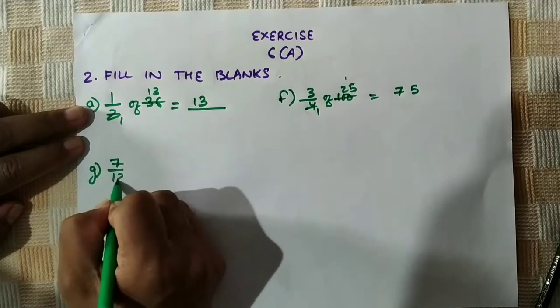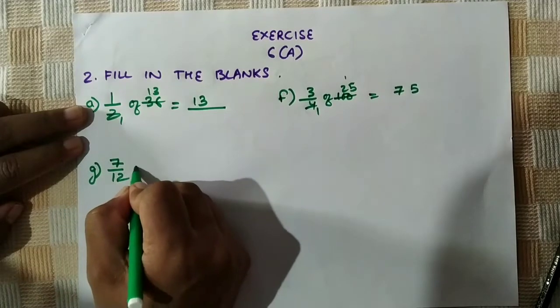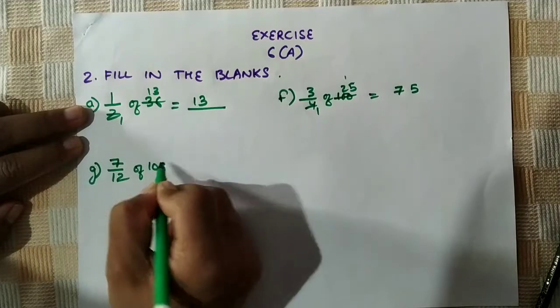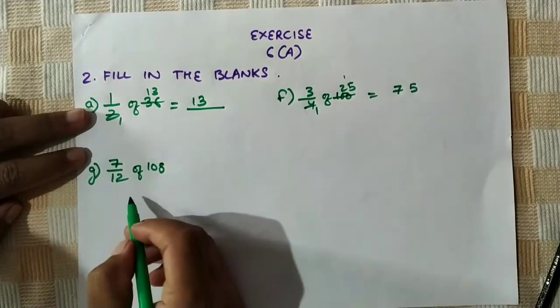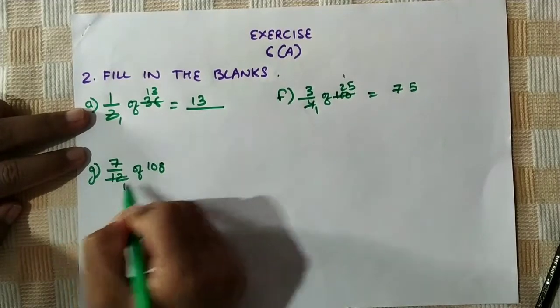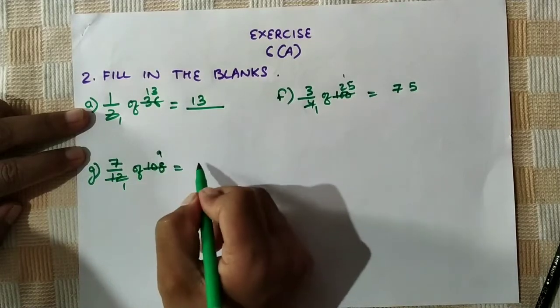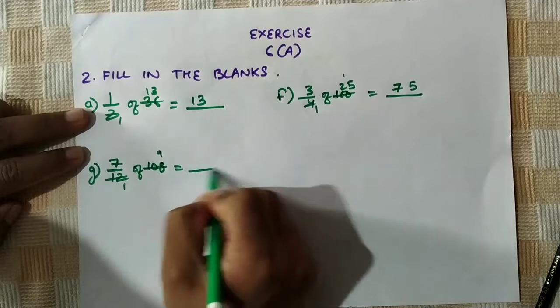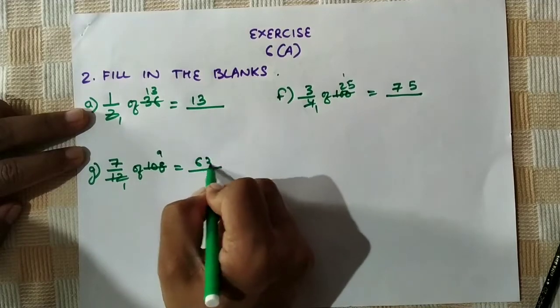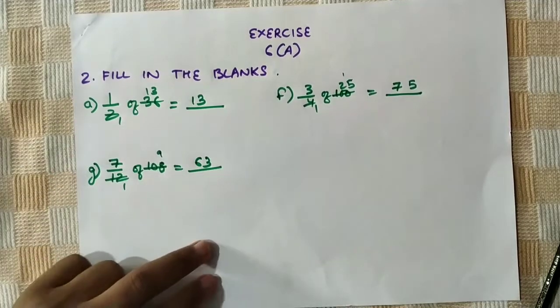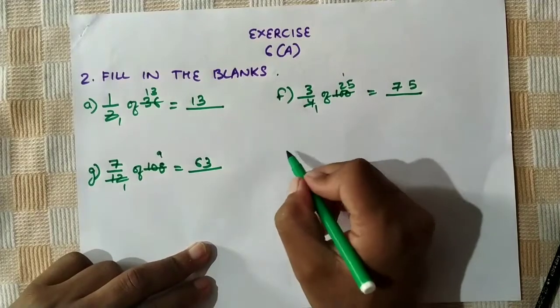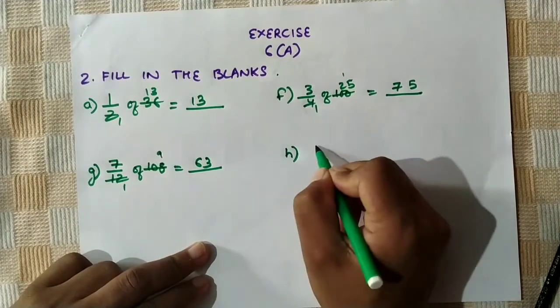Okay, and let's take number G, that is 7 by 12 of 108. 12, how much is 108? 12 ones are 12, 12 nines are 108, and 7 nines is how much? 63.